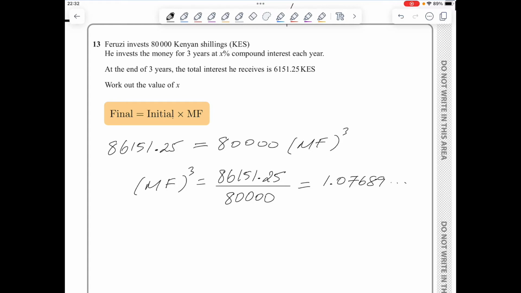1.07689 and so on. Therefore, the yearly multiplying factor is equal to the cube root of the number I found above, which gives me 1.025.